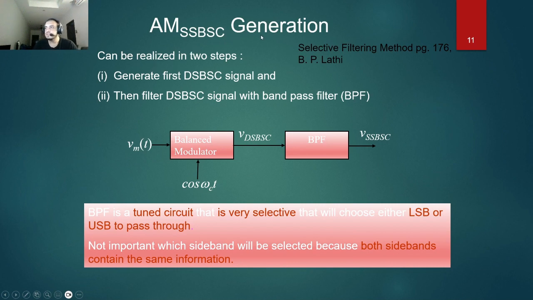AM SSB-SC generation can be realized in two steps: generate the signal first and then filter it. As you can see in the block diagram, we have a passband filter, with the output V SSB-SC.